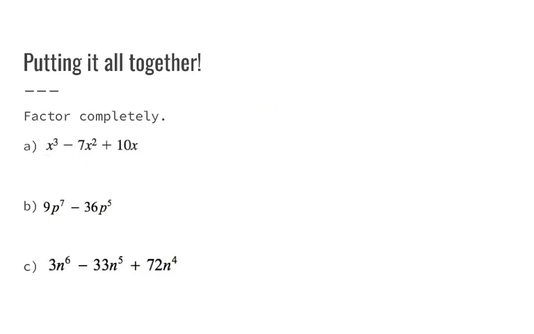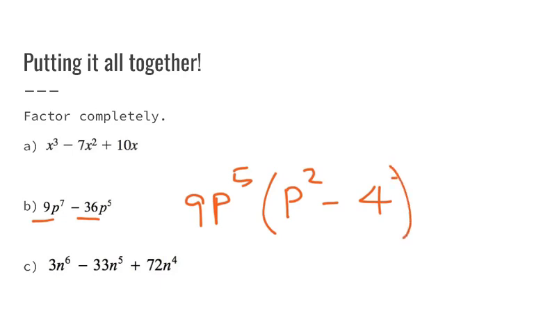And let's do the second one. So second one, I'm noticing I definitely have a GCF. They can both be divided by 9, but I can also take out a p to the 5th power of both of them. And so what would be left? Well, this one would be p squared, and 36 divided by 9 is 4, so then it would be minus 4, and I took out p to the 5th power, so there's nothing left there.